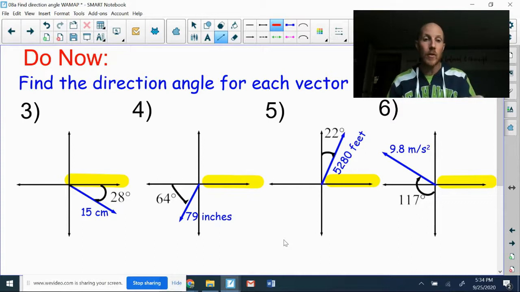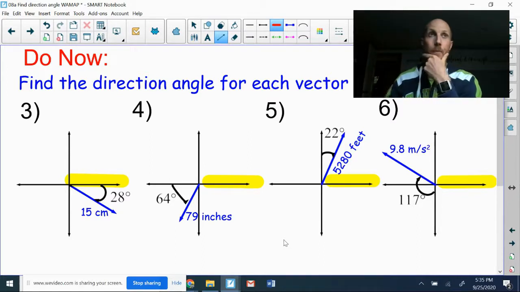So in each of these cases, I've already given you the magnitude and the sort of direction. I gave you an angle. It's not the direction angle, but I gave you an angle measurement of some kind between the vector in blue and some part of the graph, either the x-axis or the y-axis. So your job is to figure out what is the direction angle. Okay, so go ahead and hit pause on the video. See if you can figure out direction angle for numbers 3, 4, 5, and 6.